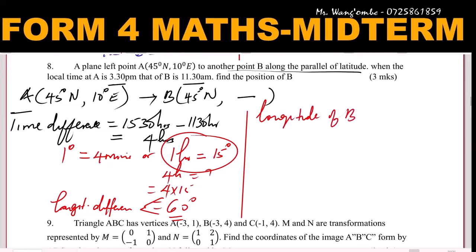So to get the longitude of B, you simply take the longitude difference, then subtract the longitude of A. Since it will be behind time, that will be 50 degrees. And this will be to the west, because it is behind time. So it will be 50 degrees to the west. So that is the position of B. It is supposed to be written like this: latitude, then the longitude.